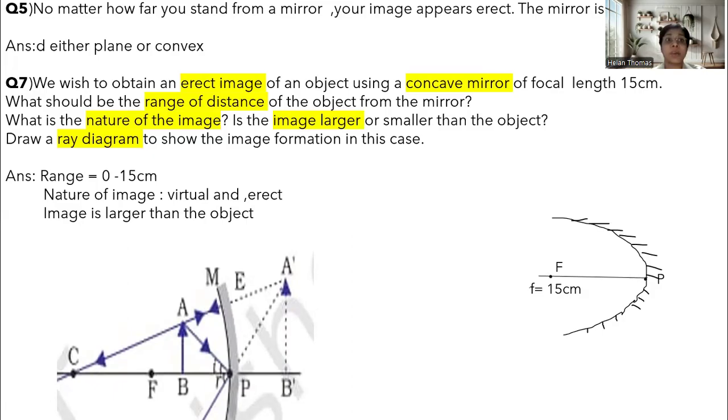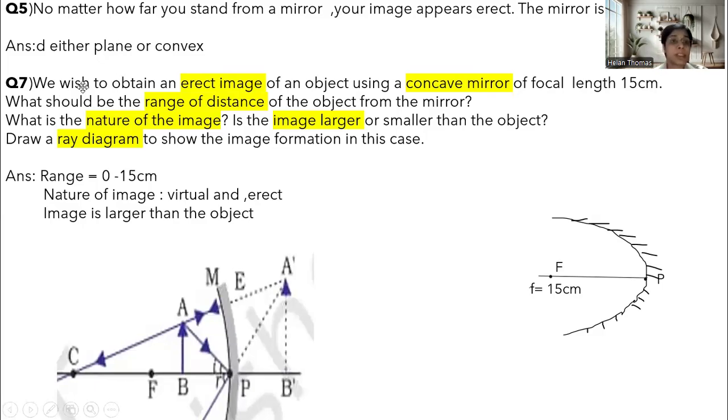In this case, it doesn't matter where you stand, which means what? The placement of the object is not a matter you're going to consider. So every time, no matter where it is placed, you should get an erect image. Means what? Only 2 mirrors will do that. One is the plane mirror and one is the convex mirror.